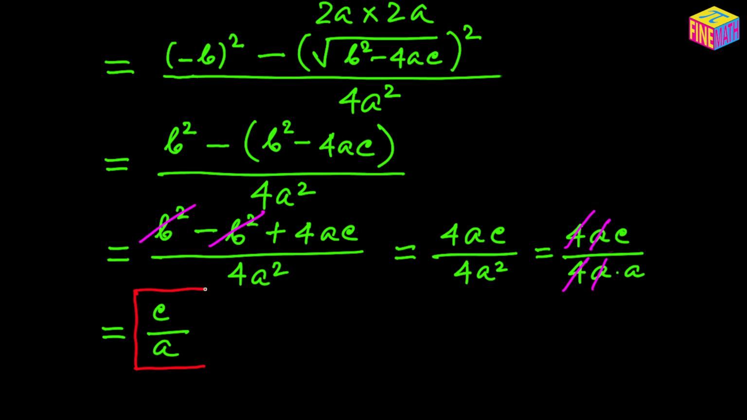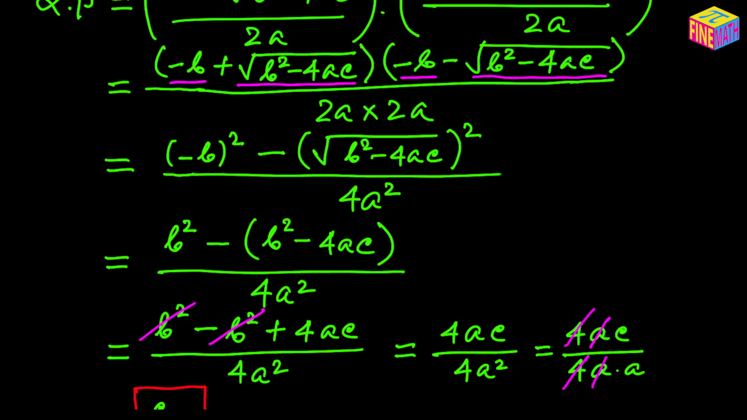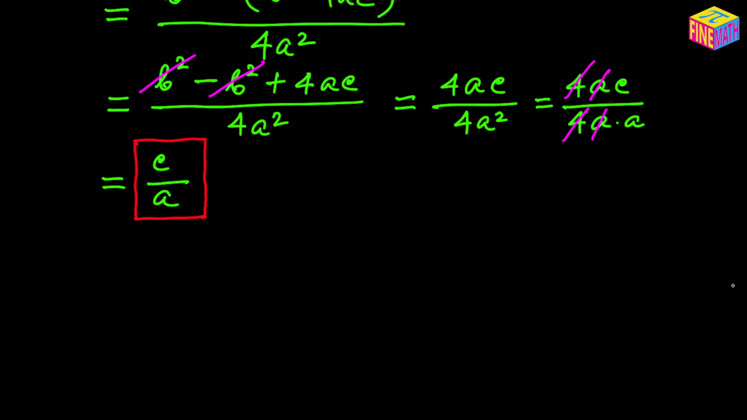product of the roots. So far we have seen the sum of the roots came out to be negative b by a, and the product of the roots came out to be positive c by a. So let me sum it up again. Let me create a little summary here. So alpha plus beta was negative b by a, and alpha times beta is equal to c by a.